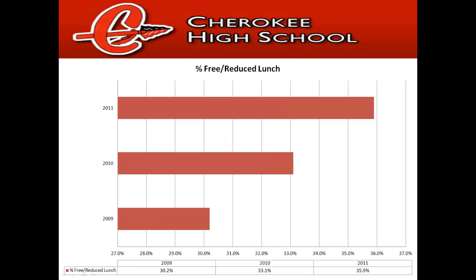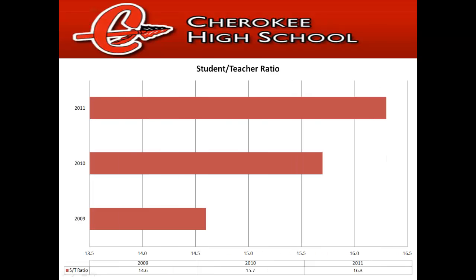Cherokee High School has seen an increase in its percentage of students qualifying for free and reduced lunch. In 2009, that population was 30.2%. And by 2011, it had increased to 35.9%, seeing a 5.7% increase in the students who qualify for free and reduced lunch. At the same time, the student-to-teacher ratio of Cherokee High School has increased. In 2009, it was 14.6 students per teacher, and by 2011, it has reached 16.3 students per teacher.